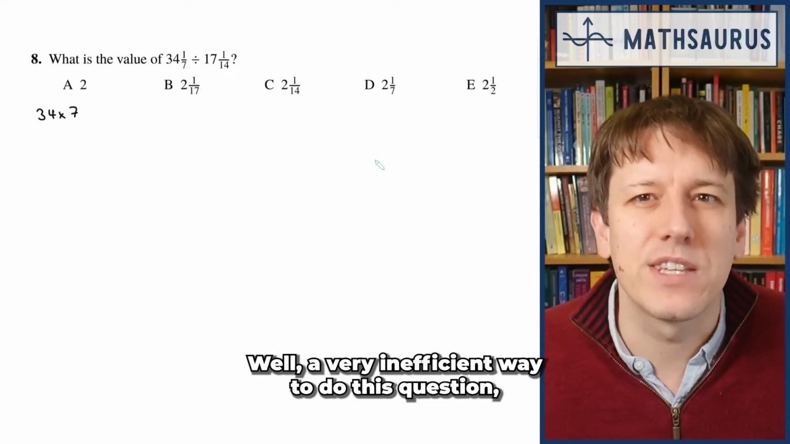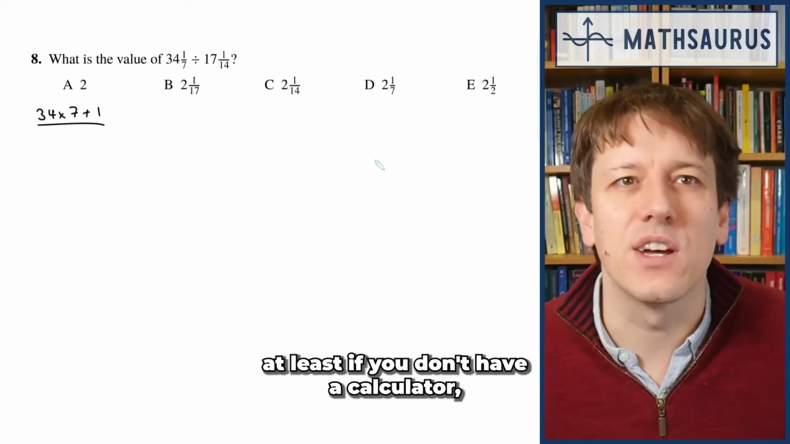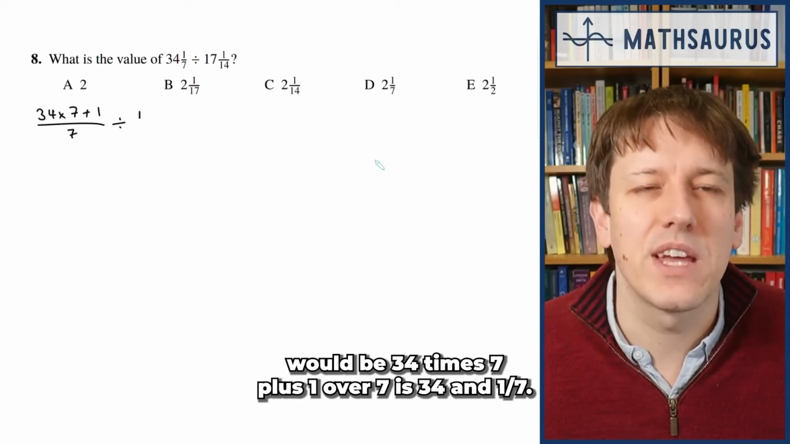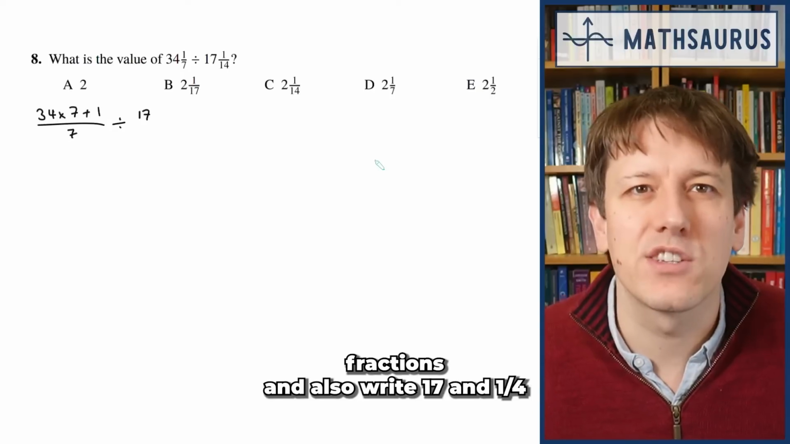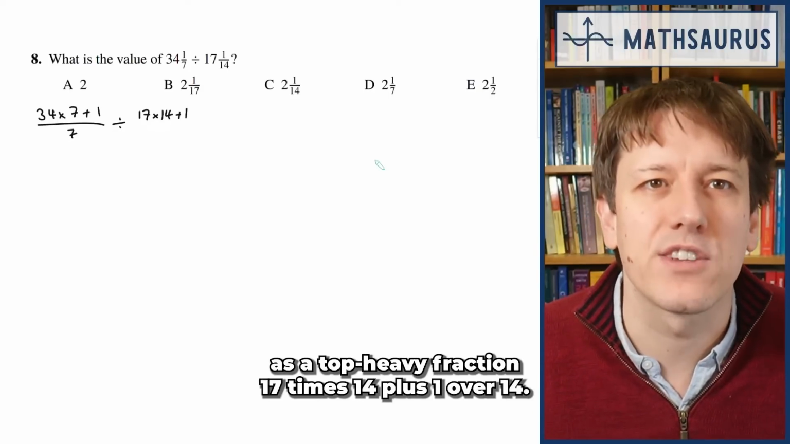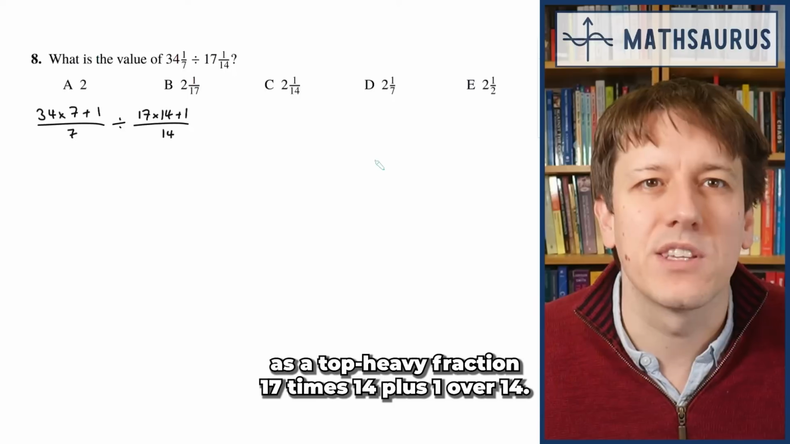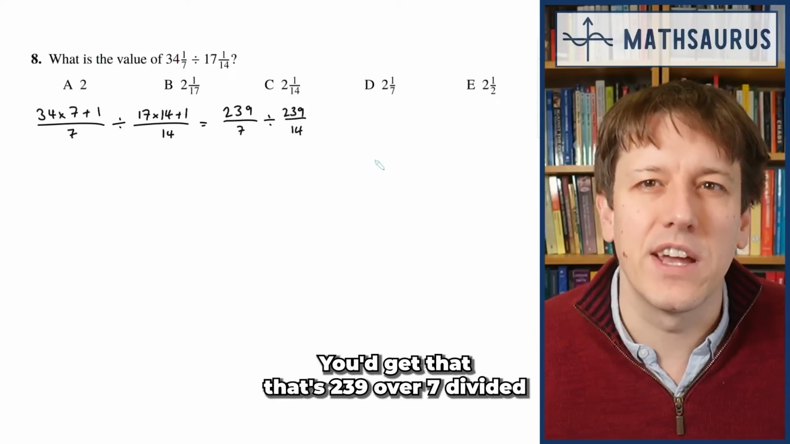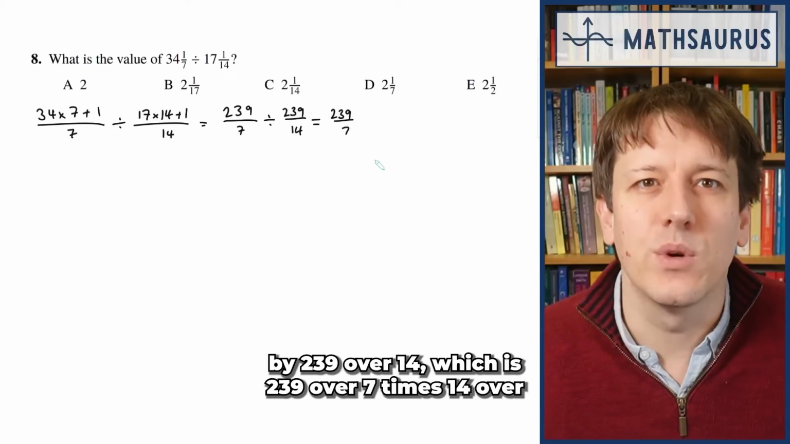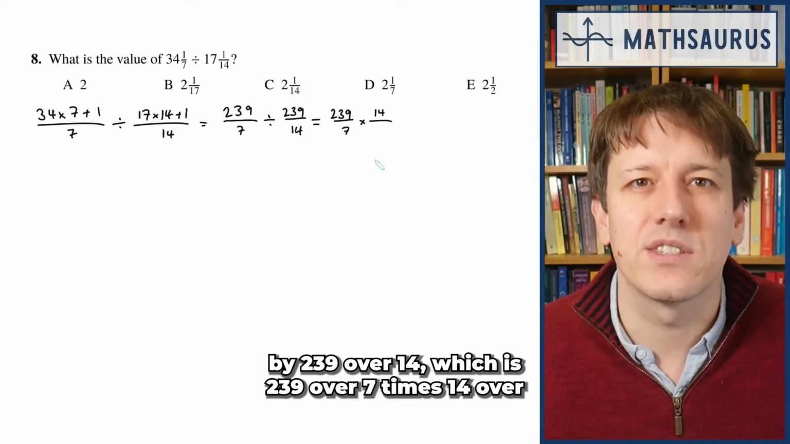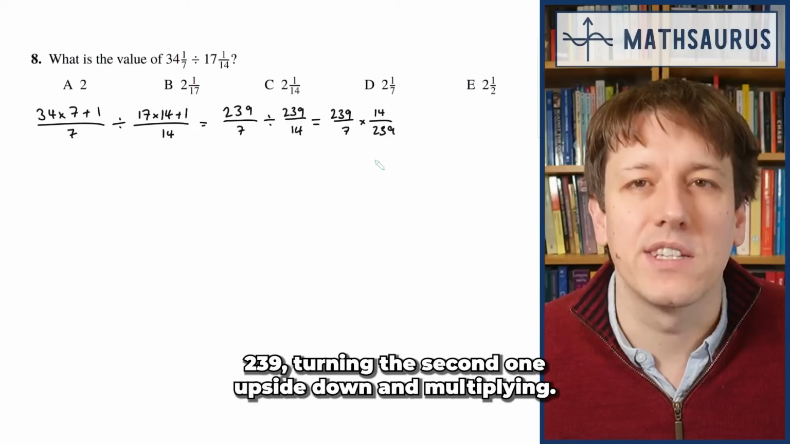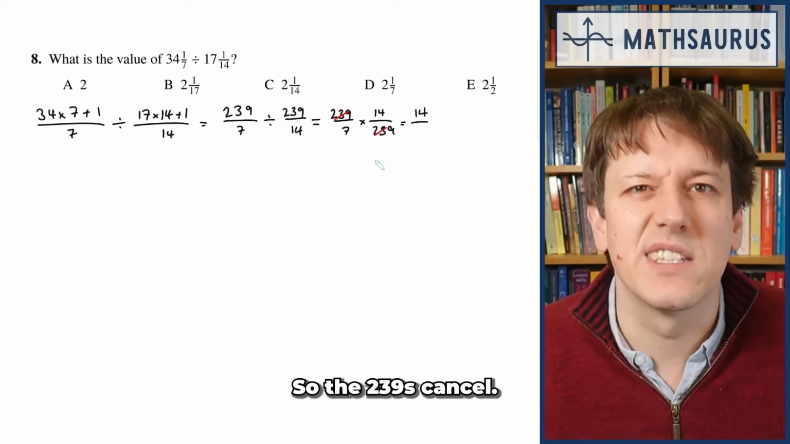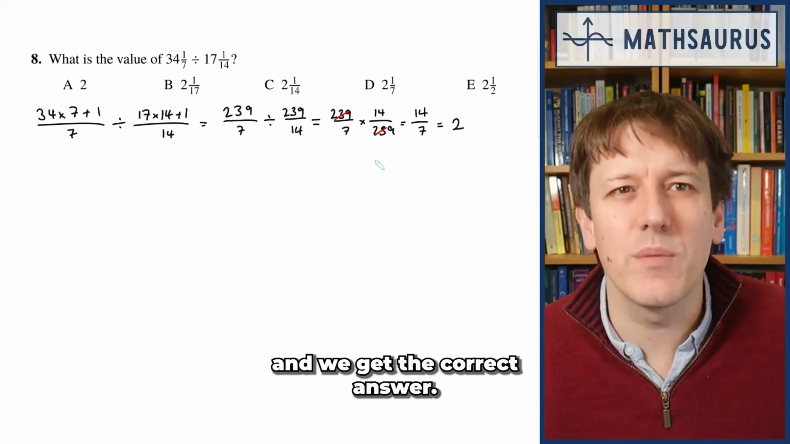Well, a very inefficient way to do this question, at least if you don't have a calculator, would be 34 times 7 plus 1 over 7 is 34 and 1/7, i.e. write them as top-heavy fractions, and also write 17 and 1/14 as a top-heavy fraction. 17 times 14 plus 1 over 14, you'd get that that's 239 over 7 divided by 239 over 14, which is 239 over 7 times 14 over 239, turning the second one upside down and multiplying. So the 239s cancel, we get 14 over 7 and we get 2 and we get the correct answer.